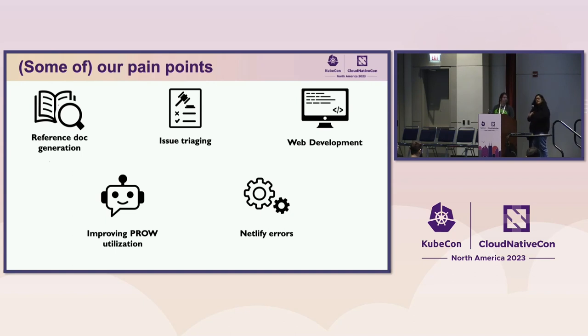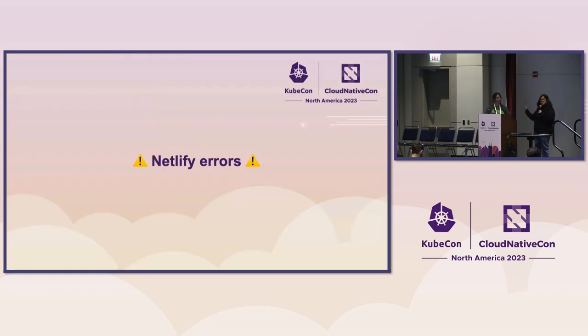And improving Prow utilization is another challenge that we're looking to address. And if working with bots, so to say, is your strength or one of your skill sets, please reach out. But we're going to be delving into each or some of these in a bit. And I think Natalie is going to take the first one with Netlify errors.